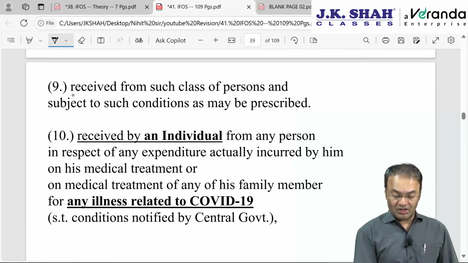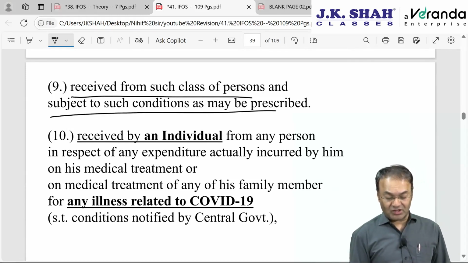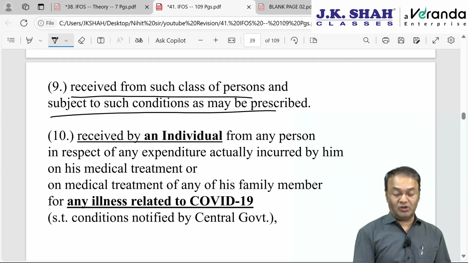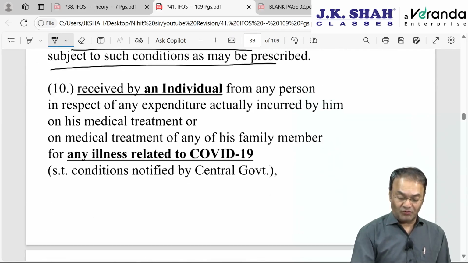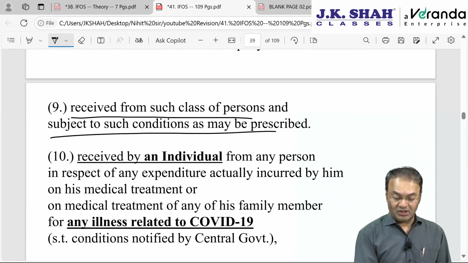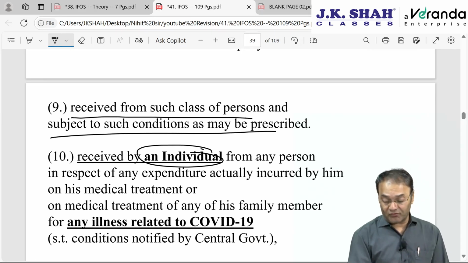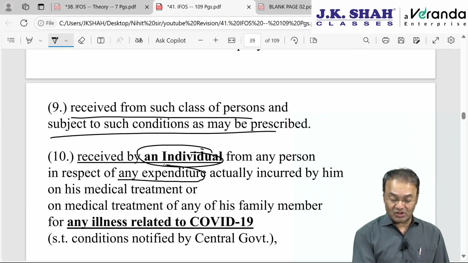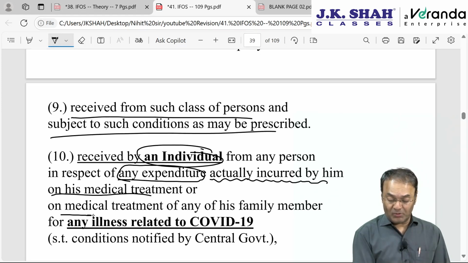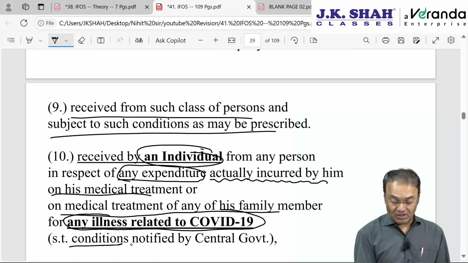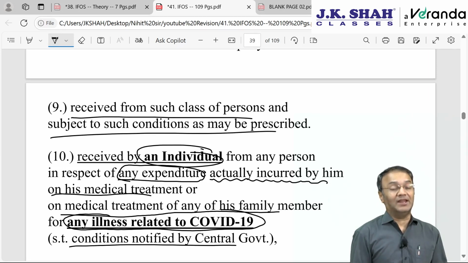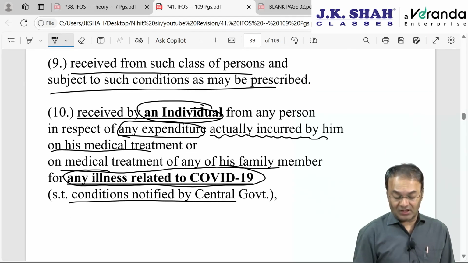Okay. Receipt from such class of persons and subject to such conditions as may be prescribed. Up till now, only one item is prescribed, that is COVID time, Corona. So, number 1, receipt by an individual. This is only for an individual. Receipt by an individual from any person in respect of any expenditure actually incurred by him on his medical treatment or medical treatment of his family members, for any illness related to COVID-19, subject to conditions notified by government, then in such situation taxability will not arise.